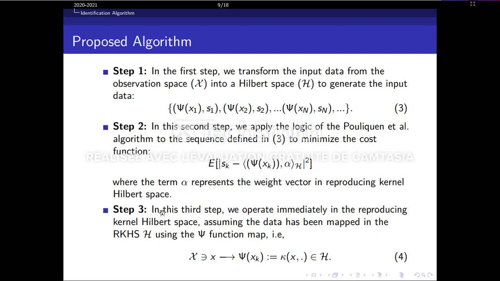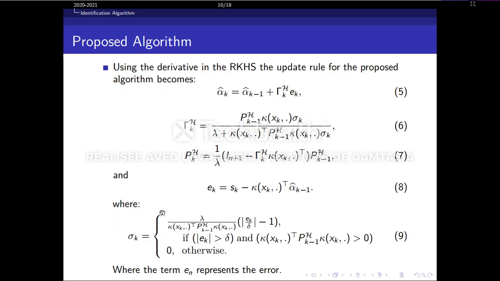Using the derivation in the reproducing kernel Hilbert space, the update rule for the proposed algorithm becomes: the filter weight vector is updated using equation number 5. The vector of the gain is estimated using equation number 6, and the covariance matrix is computed using this equation, and the error is described by equation number 8, where sigma is represented by the following equation.